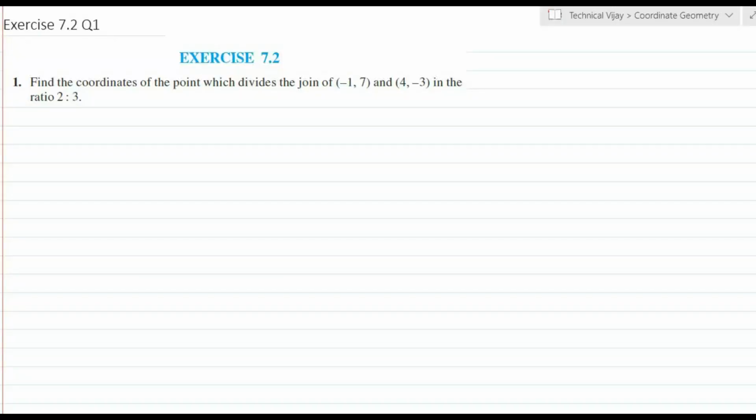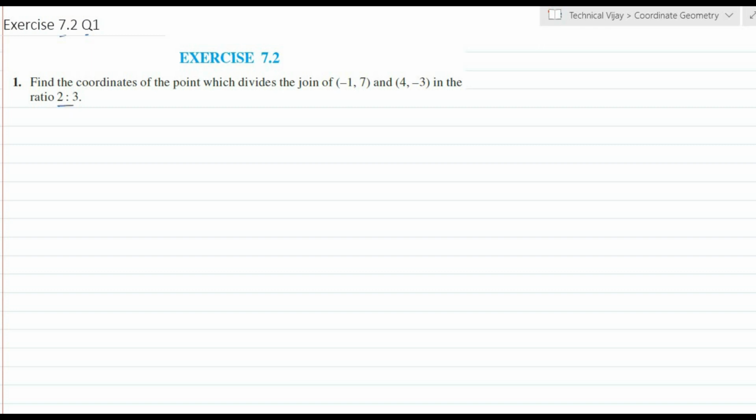Welcome students. Today we will see exercise 7.2. In that, question number 1. Find the coordinates of the point which divides the join of (-1, 7) and (4, -3) in the ratio 2:3.